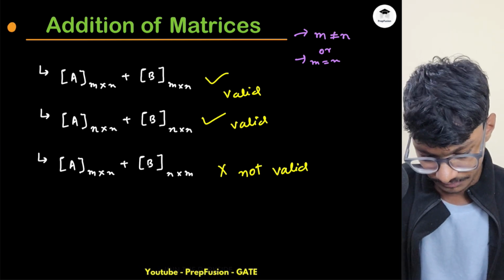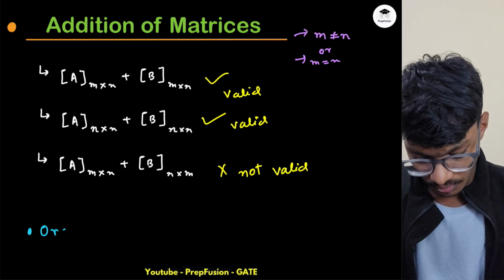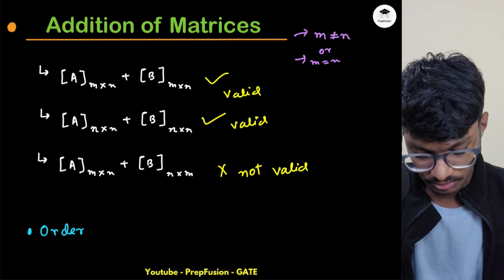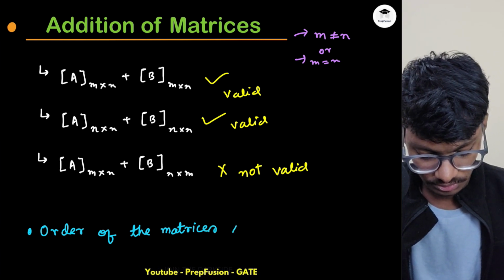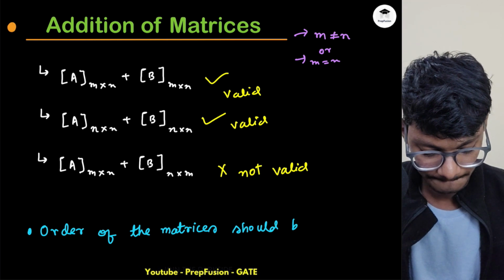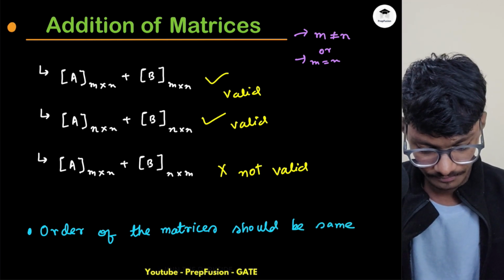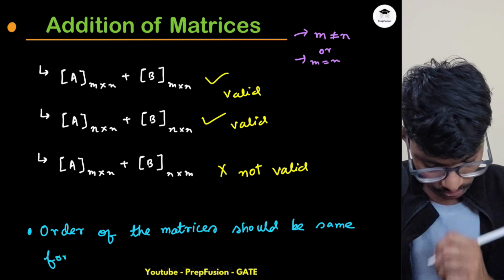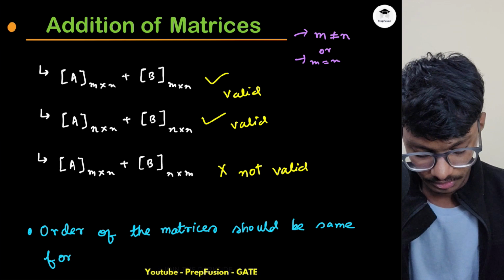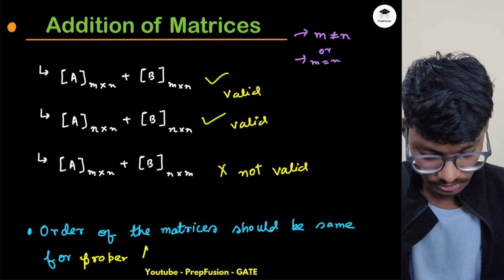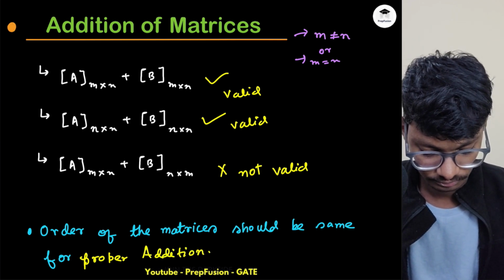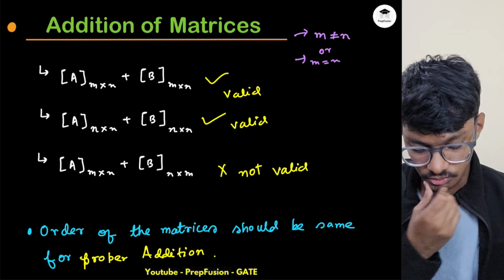Basically I should write here: order of both the matrices should be same for proper addition. Okay, for proper addition. So this is the first thing.